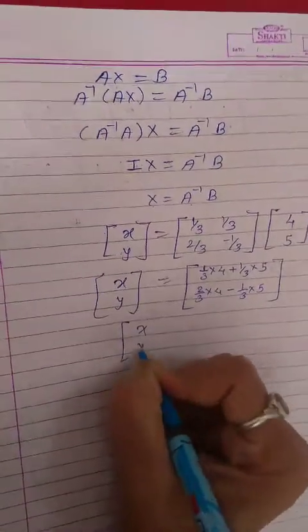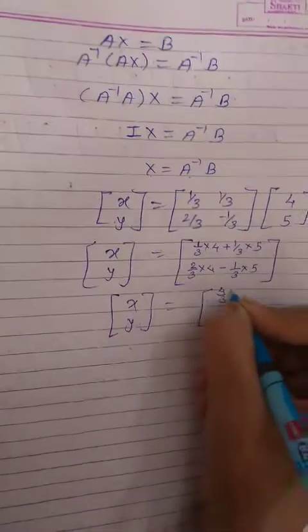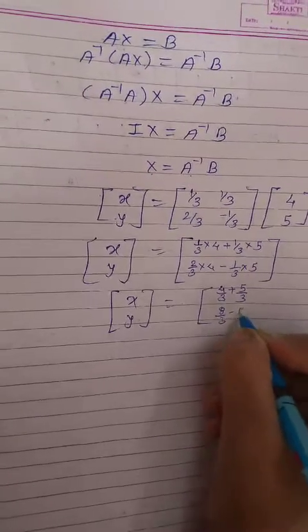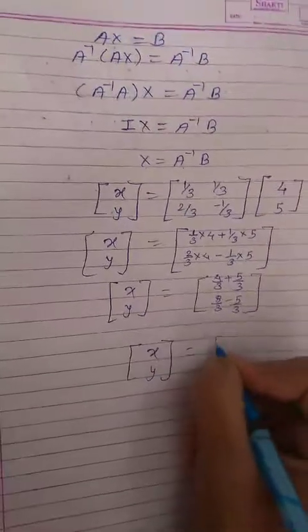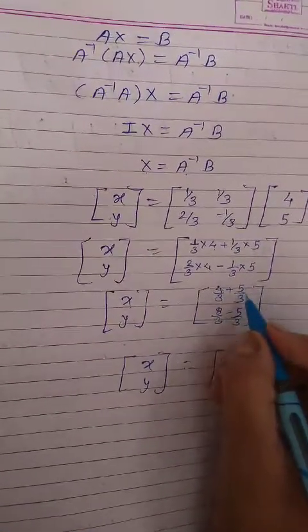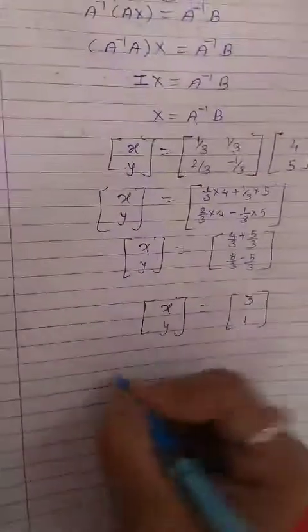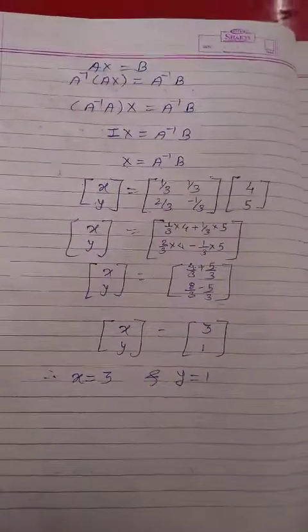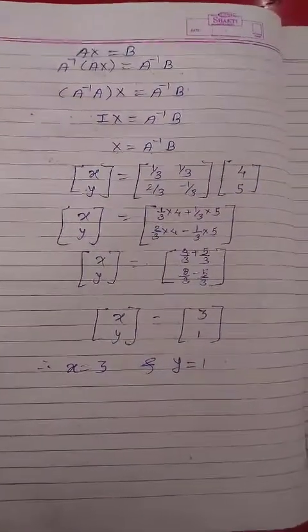So this is (x, y), and this is 4 by 3 plus 5 by 3, and here 8 by 3 minus 5 by 3. So 5 plus 4 is 9, 9 by 3 means 3, 8 minus 5 is 3, 3 by 3 means 1. So therefore x is equal to 3 and y is equal to 1. So in this way we will solve for the values of x and y by the inversion method. Now in the next video lecture we will see the reduction method.